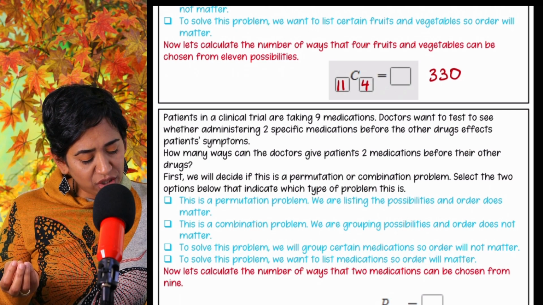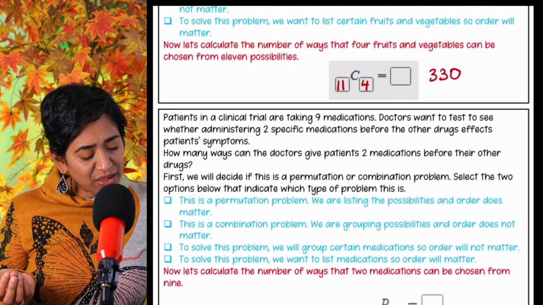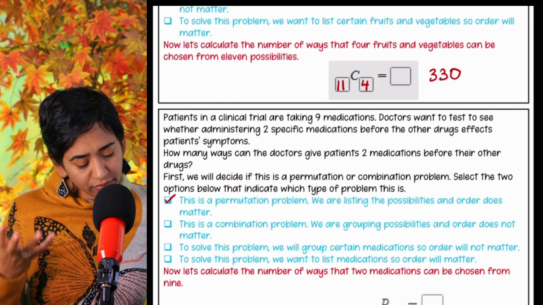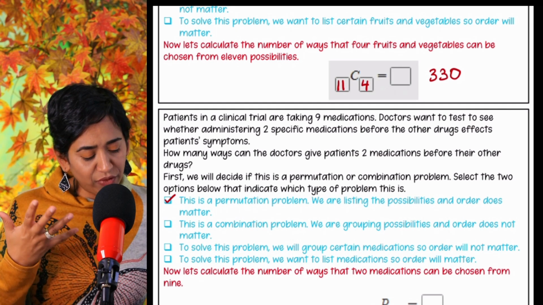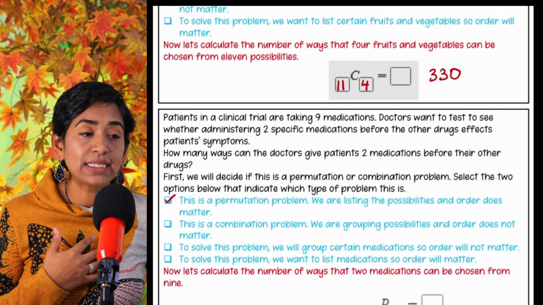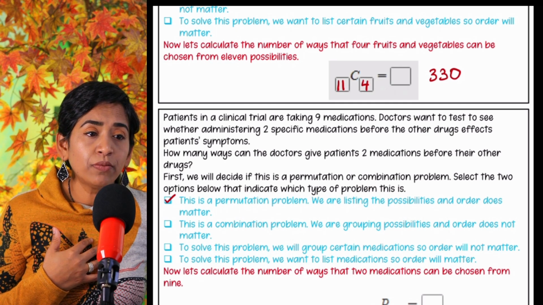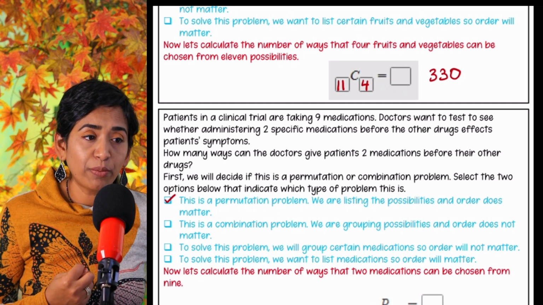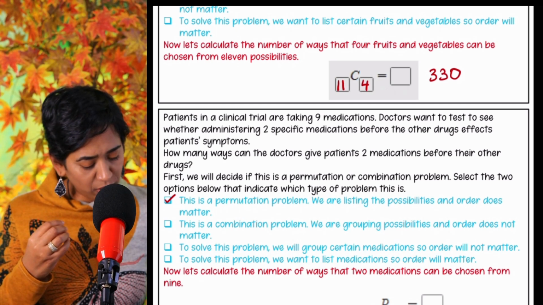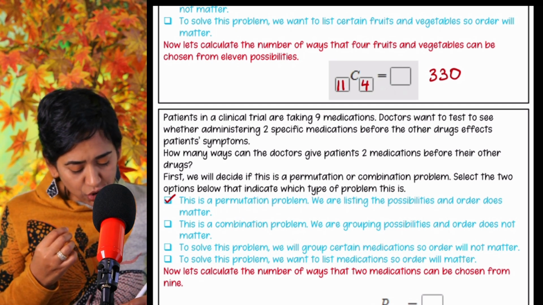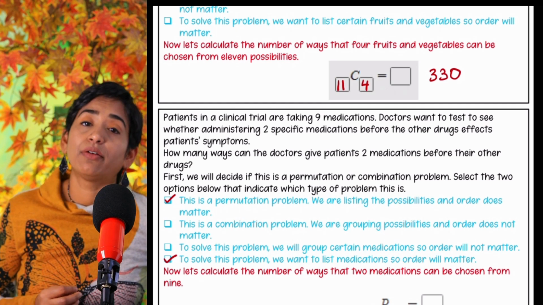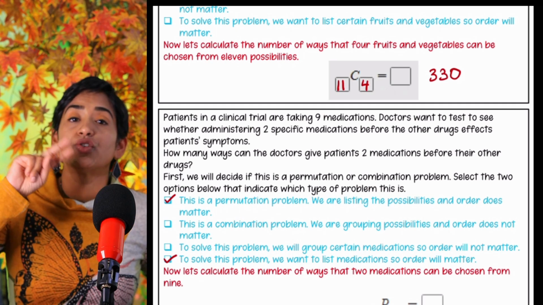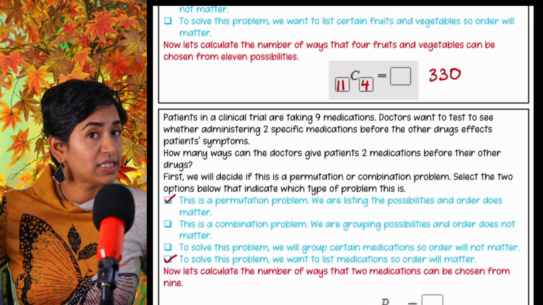This is a permutation because we are listing possibilities and the order does matter. To solve the problem, we want to list the medications so the order will matter. So when you're choosing permutations, order does matter. When you're choosing combinations, the order does not matter.